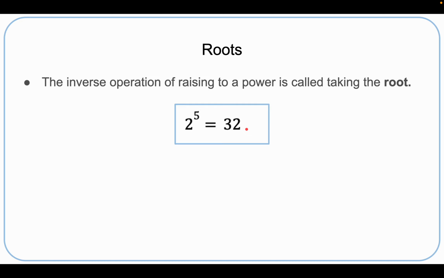Now, just like multiplication and division are inverse operations, taking the root is the inverse of raising to a power. So here we have the 5th root of 32 equals 2. Basically, what we're asking is, what factor 5 times equals 32?